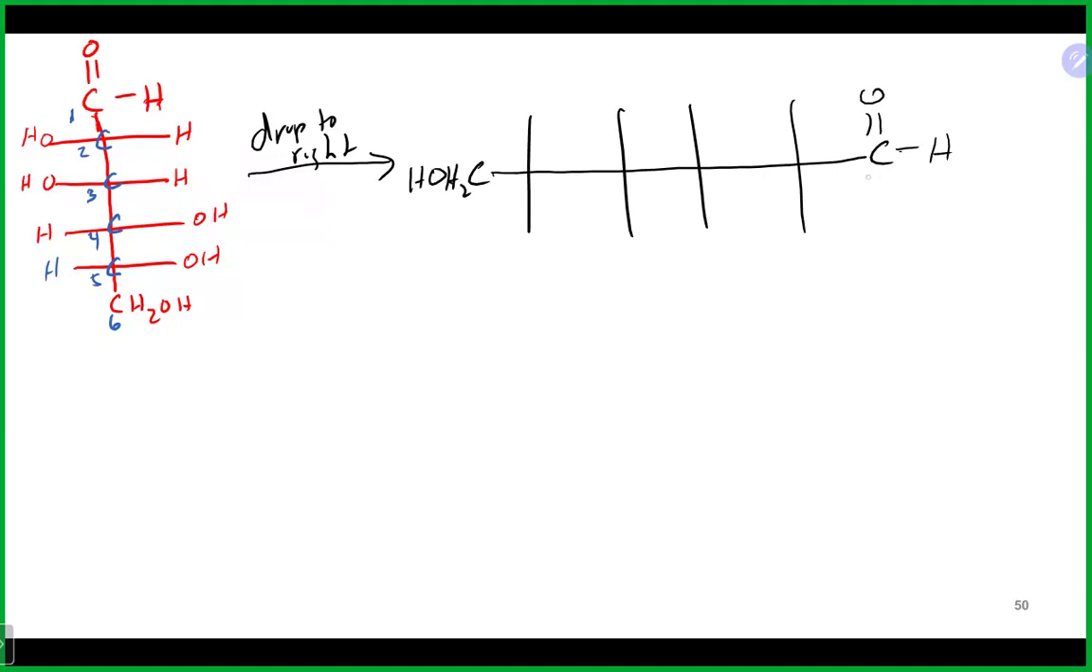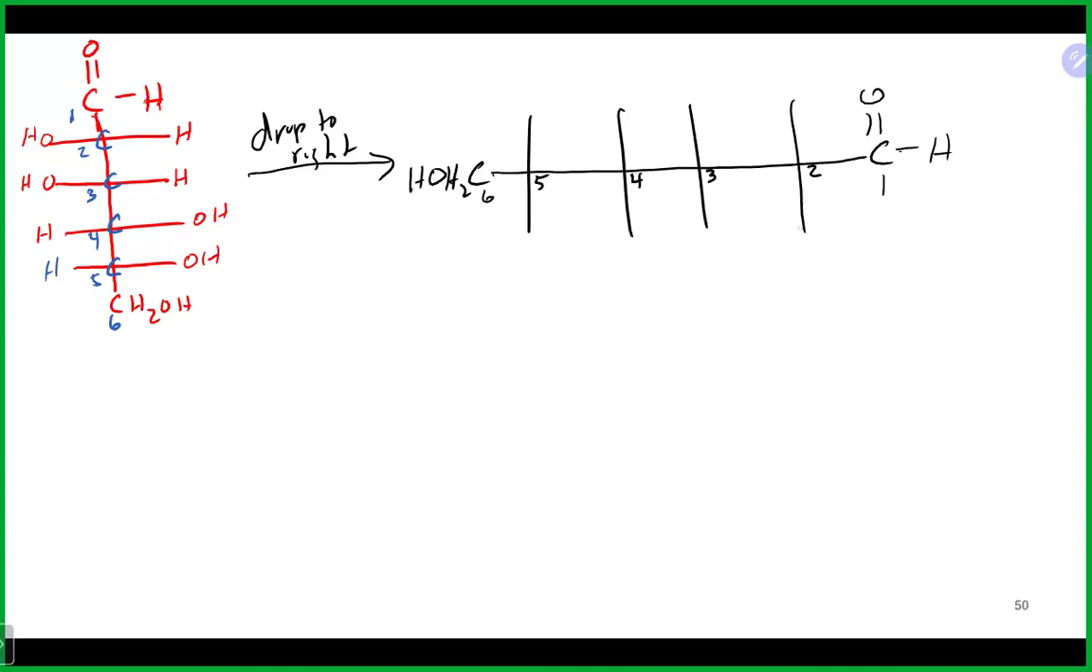And this again would be carbon number one. If I drop it down to the right, it's going to end up that way. This would be my carbon number two, carbon number three, carbon number four, carbon number five, and that would be my carbon number six. So when I take this original structure and drop it down to the right, everybody on the right-hand side will end up down, and everybody on the left-hand side will end up up.